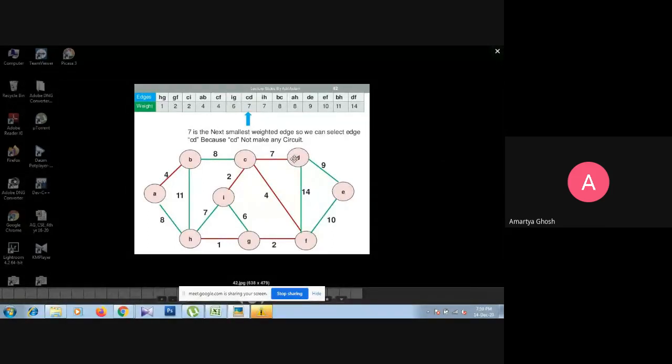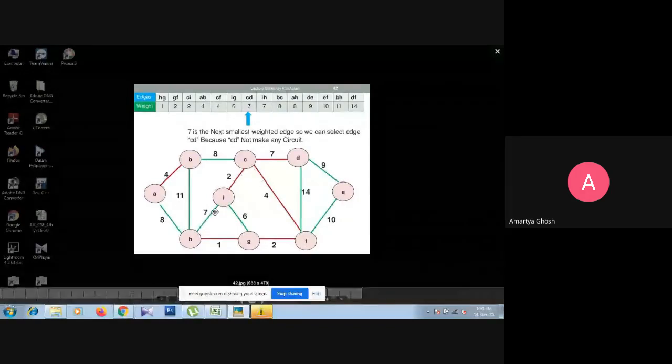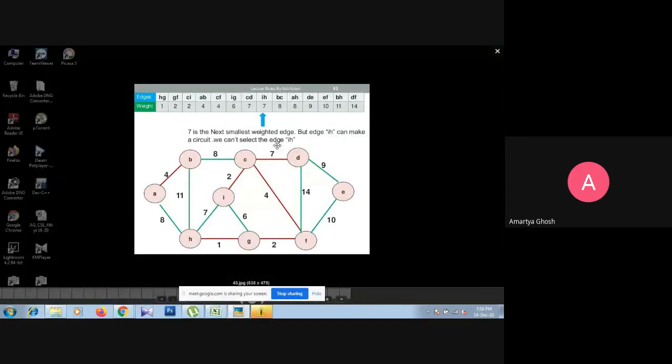Okay, so next one is IH. That is also 7. But if we choose IH, there will be a closed graph or circle or circuit. So that is why we have to ignore it. You can see here the same, edge IH can make a circuit. We cannot select the edge IH. Clear? So we have to ignore this.